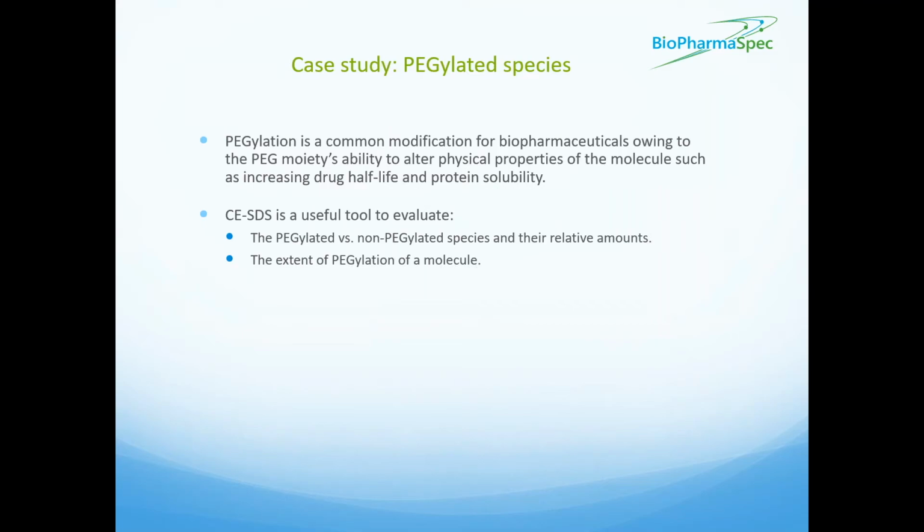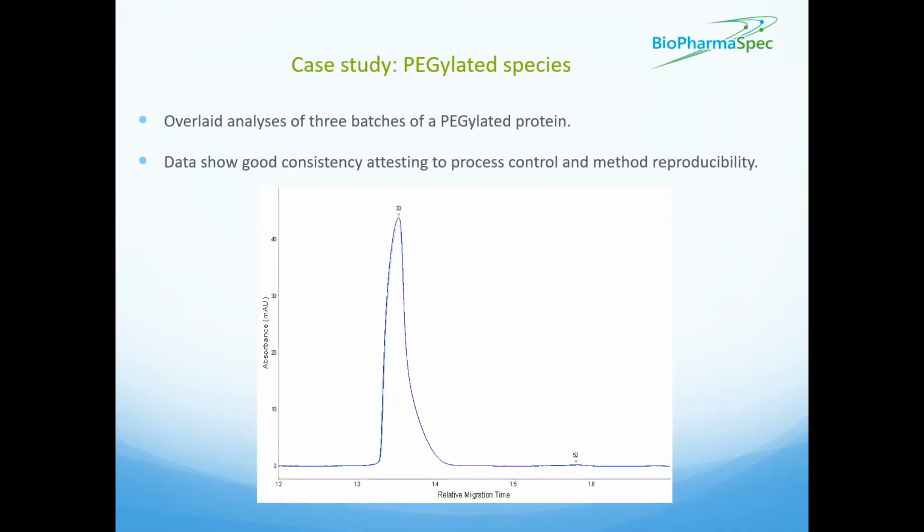These units can be quite large, anywhere between 5, 20 or more kilodaltons added onto the molecule. So we can use CE-SDS to look at PEGylated and non-PEGylated species, and also to examine the extent of PEGylation within a molecule. And I've got an example of that here. So this represents 3 batches of a PEGylated protein. All of these are running at 33 kilodaltons, and you can see that they overlay very nicely indeed. So there's good consistency here, there's good process control, and there's good reproducibility of the PEGylation method.